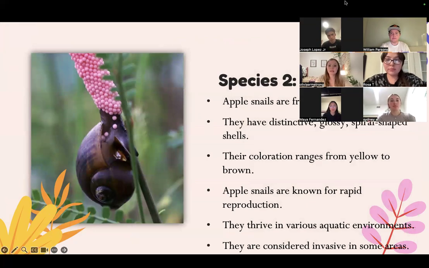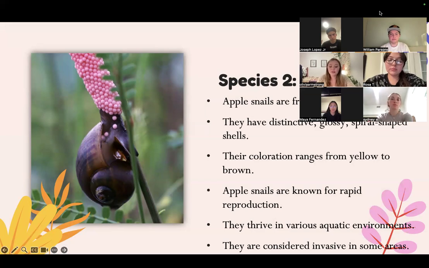So the second species we're going to talk about is apple snails. They are fascinating freshwater mollusks, easily recognizable for their distinctive glossy spiral-shaped shells. These shells are often bright in color, with wild apple snails displaying hues that range from vibrant yellow to rich brown. Their attractive appearance makes them popular amongst aquarium enthusiasts.